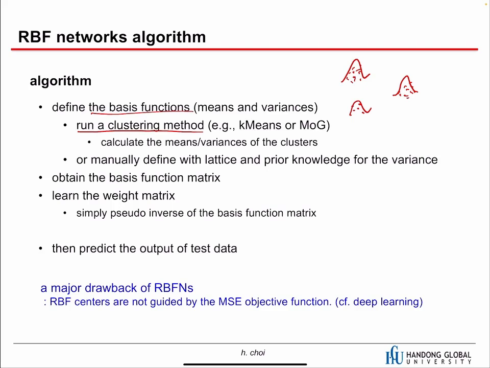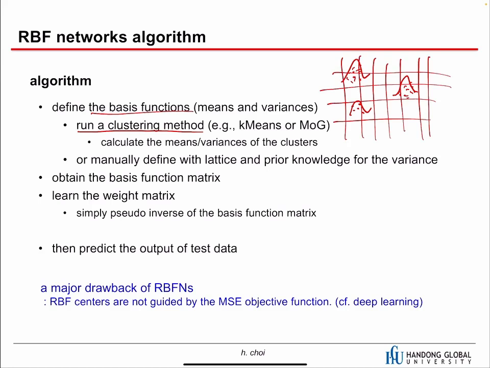But usually we don't do this. We use a grid approach. We have lots of basis functions like this. We can manually define them with a lattice and prior knowledge for the variance. So we can just predefine these things. Or if you want, you can use a clustering method.